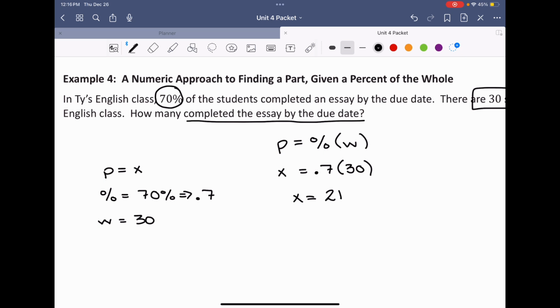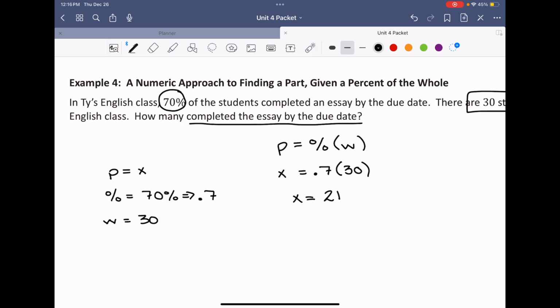All right, that is all for this lesson. Good luck on your homework. Now be mindful on your homework, you must show all the work that we did in class, including this little cheat sheet off to the side. So if you don't have that on your paper, you will not get full credit. All right, good luck.